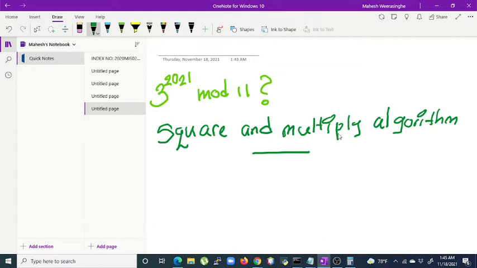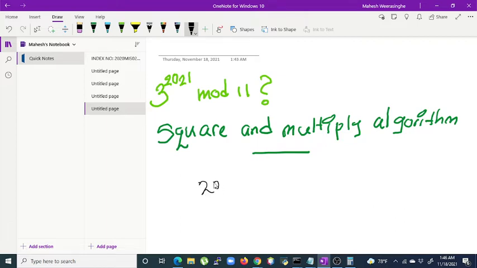Okay. So the first thing you have to do is get this 2021 into binary form. Normally in exams, calculators are provided, so you can just convert 2021 using a calculator. But here I'm going to use the division algorithm, the continuous successive division method, to get the binary form of this 2021.